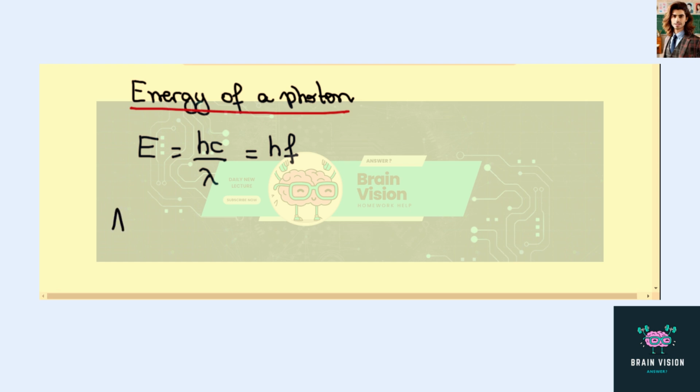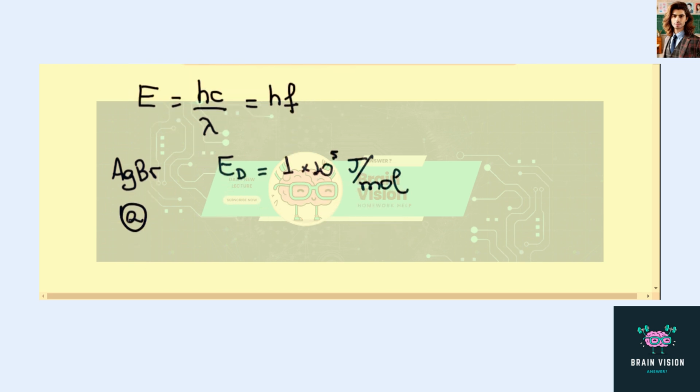H is the Planck's constant, and c is the speed of light. In our problem, we have the information that the dissociation energy for silver bromide is 1 times 10 to the fifth joules per mole. And our goal in question A is to find the energy of a photon necessary in order to dissociate one molecule of silver bromide.